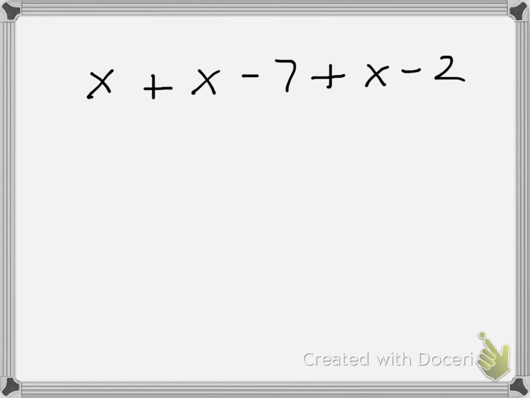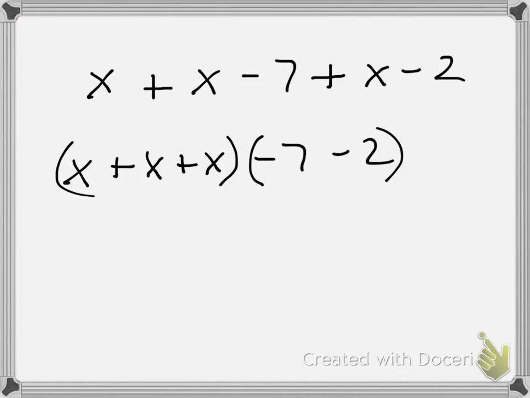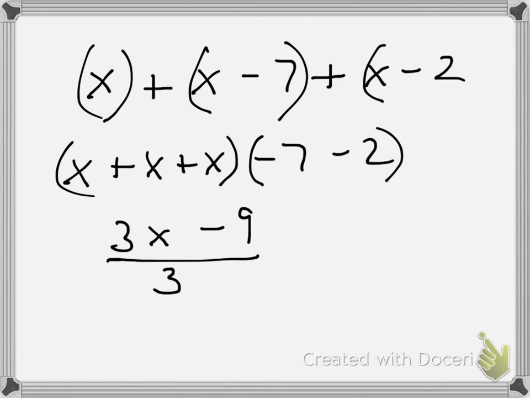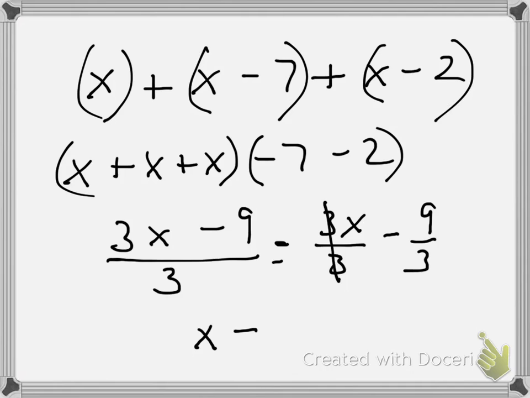Now we're going to use the commutative property to put our 3 x's together, and our minus 7 and our minus 2. Use the associative property to put those together, and we get 3x, and minus 7, minus 2 means minus 9. And we're going to divide that by 3 because there are 3 different terms that we started with. So we're going to divide each of the terms by 3. So we're going to have 3x divided by 3 minus 9 divided by 3. Once again, 3 over 3 is 1, so that becomes x. Bring down the minus sign. 9 divided by 3 is 3. So our average is going to be x minus 3.